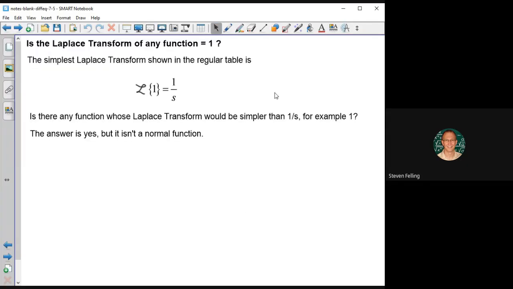So what's the simplest Laplace transform that we've seen so far that's in the regular table? It's the Laplace transform of 1, which is 1 over s. Could there be any simpler Laplace transform than just 1 over s? Like, could we have a function whose Laplace transform is simply the constant 1? The answer is yes, but the function is not a normal function. So that's what we're going to talk about here.